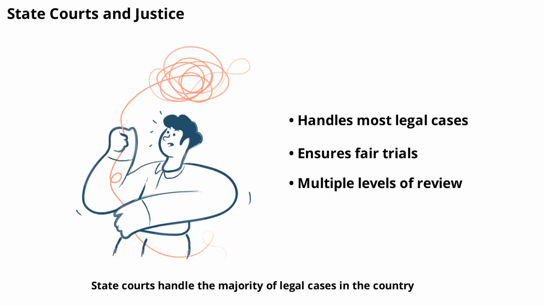State courts handle the majority of legal cases in the country, including family law, property disputes, and criminal trials. Judges and juries work to ensure that justice is served fairly and impartially. The court system is structured to provide multiple levels of review so that decisions can be appealed and errors corrected.